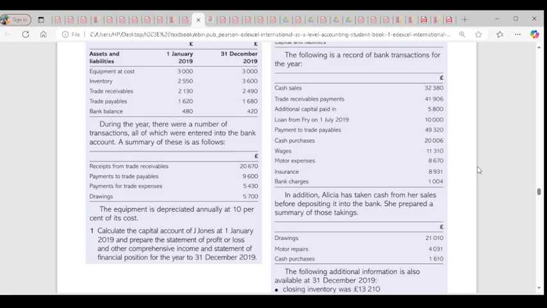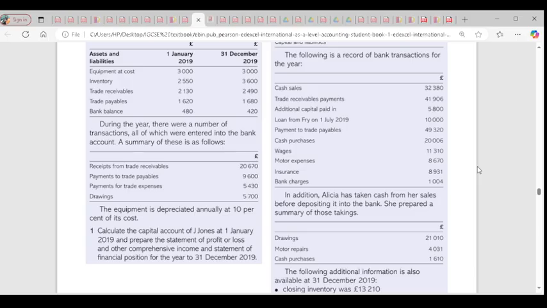So in the opening we have equipment at cost, which is 3,000, there already for the 1st of January. We have inventory. We have trade receivables of 2,130. Then we have cash at bank, which is 480. So the addition gives us 8,160. So our total asset is 8,160. Then we have trade payables. The only trade payable we have, the opening trade payable, is 1,620. So you subtract it from the total. Then our capital is 8,160 minus 1,620. So our capital is 6,540.